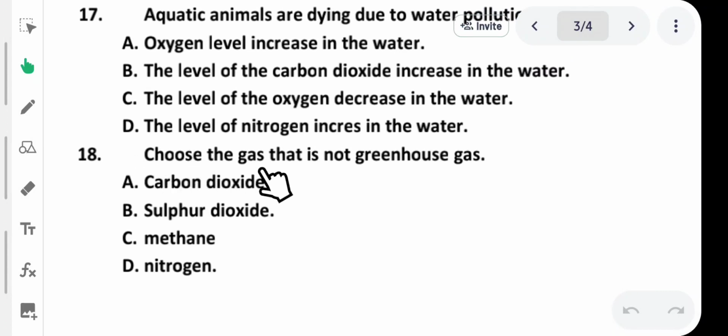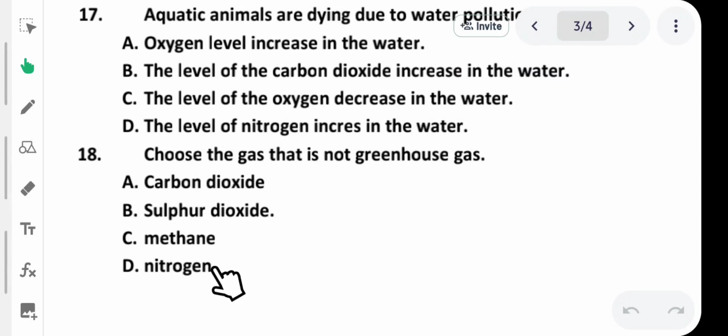18th question: choose the gas that is not a greenhouse gas. Carbon dioxide, sulfur dioxide, methane and nitrogen. Here carbon dioxide, sulfur dioxide and methane are all greenhouse gases, whereas nitrogen is not a greenhouse gas.